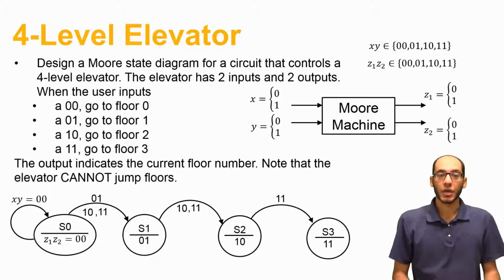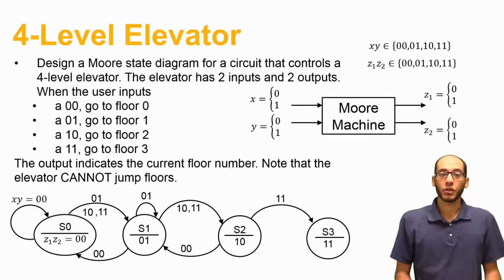At state S1, I could receive an input of 0, 0. In that case, it indicates that we need to go to level 0. Or I could receive an input of 0, 1. In that case, I need to loop back at the same state, or receive an input of 1, 0 or a 1, 1, which is represented by this arrow. Okay, and then I go to state S2 and study that state.